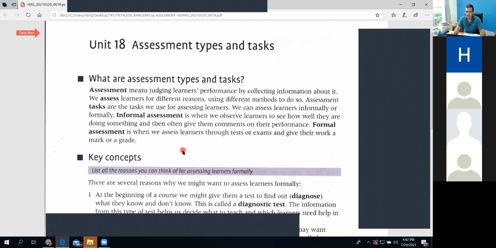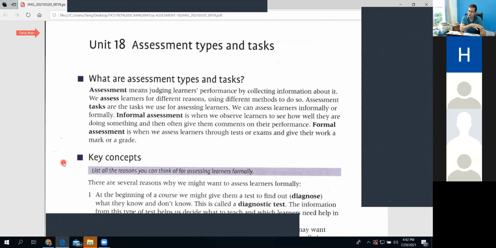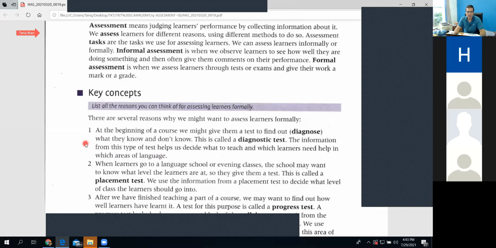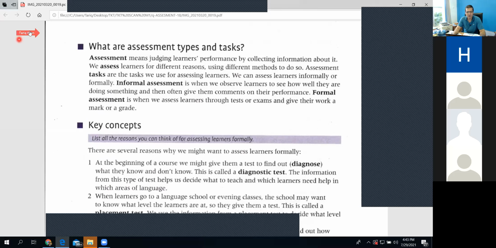Assessment types and tasks. It's not a difficult topic compared to 15, 16, 17, which are very technical. This one is dealing with assessment, how we take the test and what types there are. So it's just straightforward. There is nothing twisting in it.